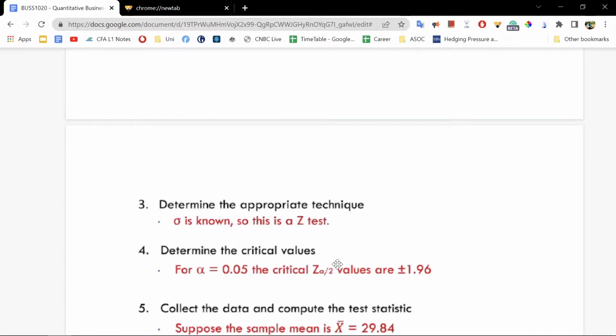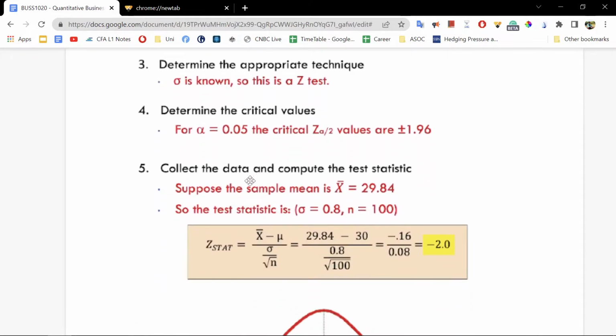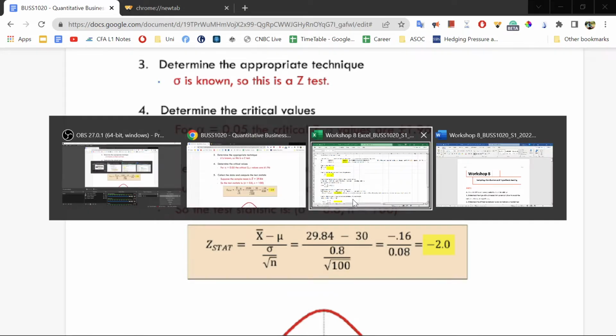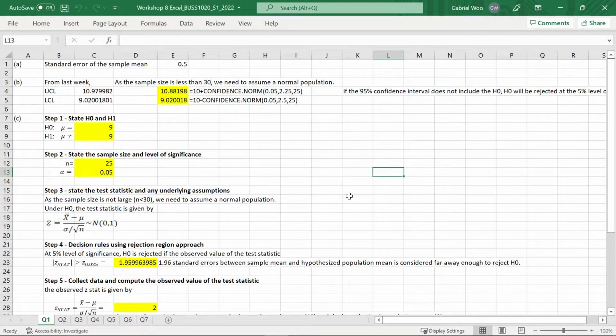Step 2, level of significance as well as the sample size, has been talked about. Step 3, because sigma, the population standard deviation, is known, we use the z-test. For alpha equals 0.05, the critical value of z alpha divided by 2 is 1.96. How did we know this? First of all, alpha equals 0.05. Let's go to Excel.